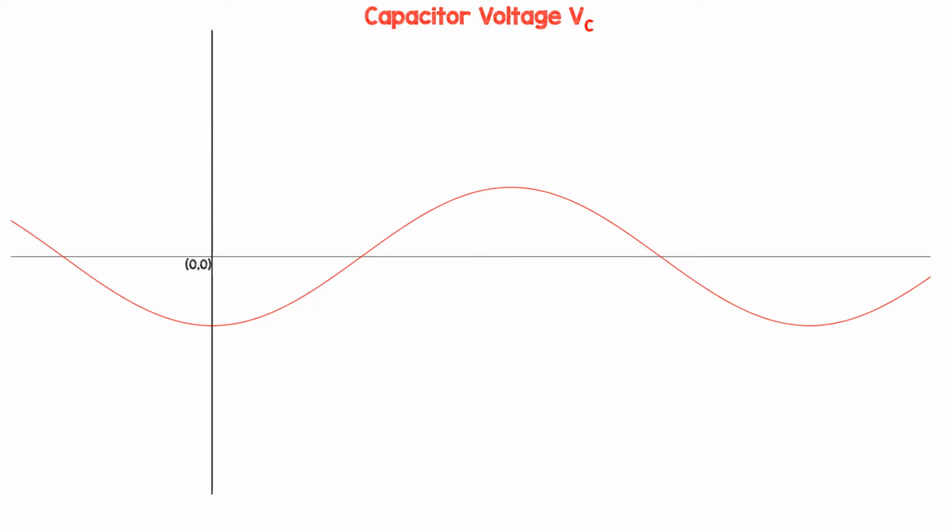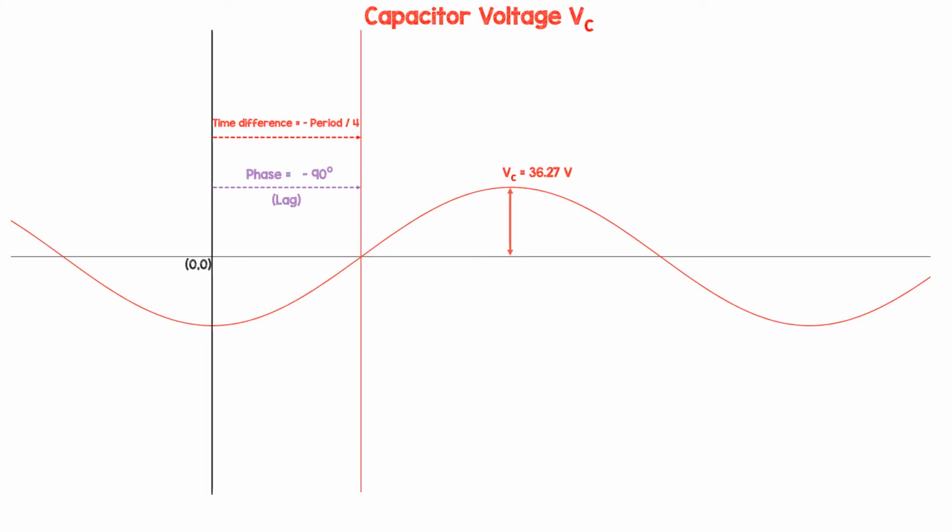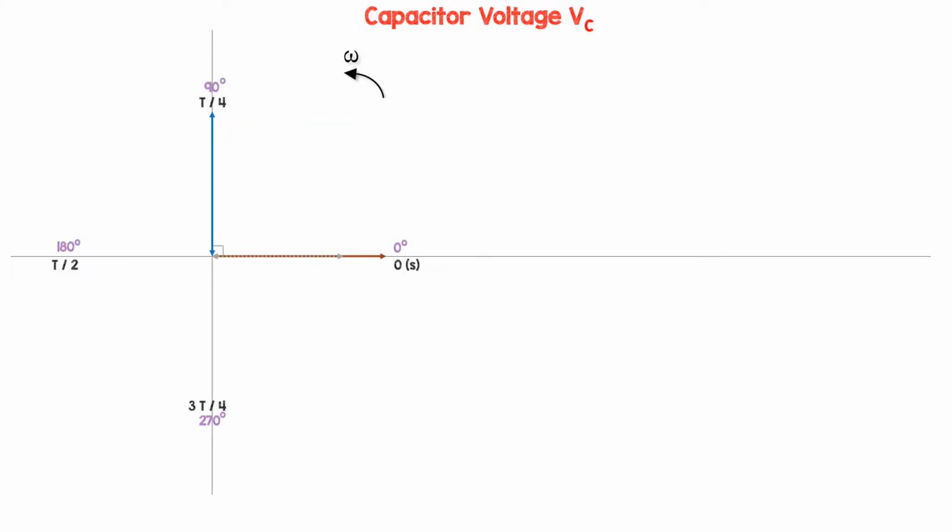Finally, our capacitor voltage, say it was measured as 36.27 volts peak, then that is said to have a phase of minus 90 degrees, or a phase lag of 90 degrees compared to the series current and the resistor voltage. That's like having a time difference where it starts its period a quarter of a period later. Instead of saying it has a phase of 270 degrees though, we say it has a phase of minus 90 degrees because they are equivalent to each other.